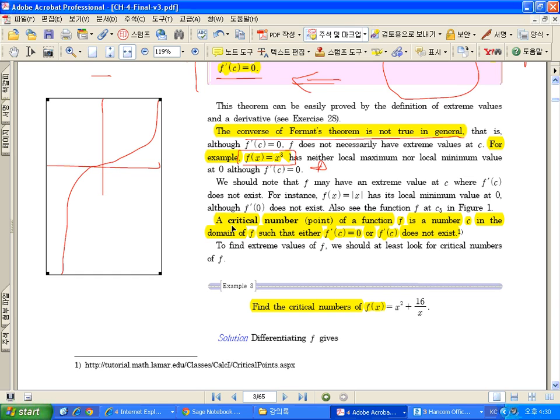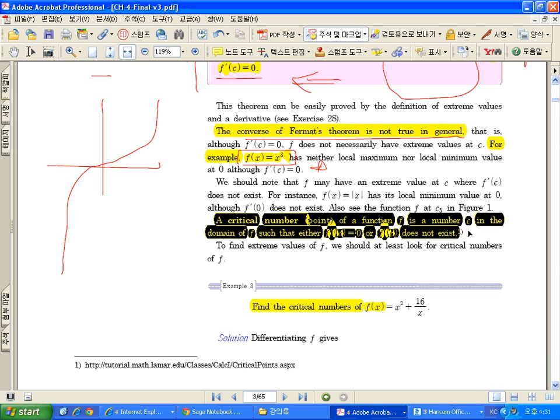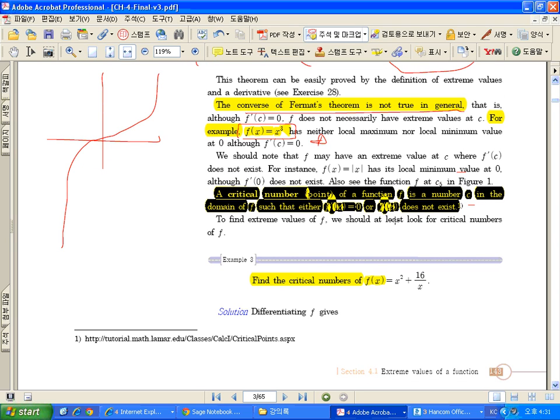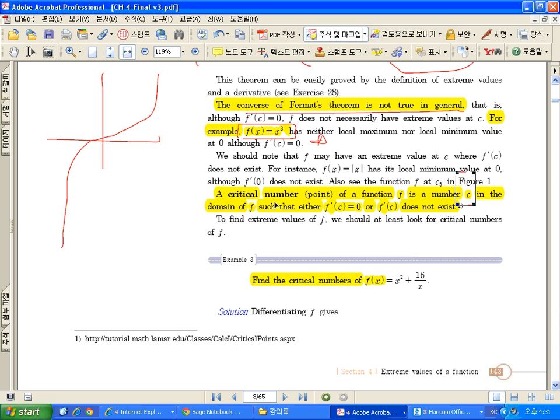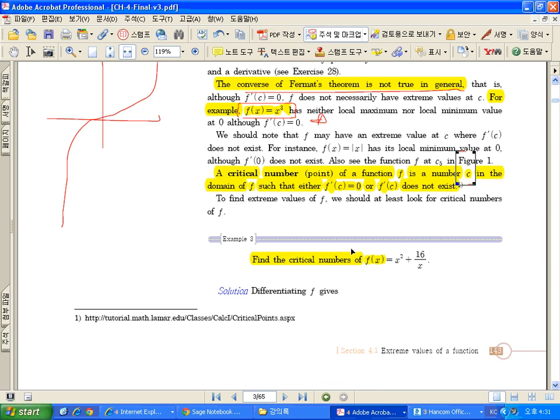Here is the concept of critical number. If f prime of c is equal to 0, or if f prime of c does not exist, then this number c is called a critical number. This critical number gives us a starting point to analyze the behavior of the given function.